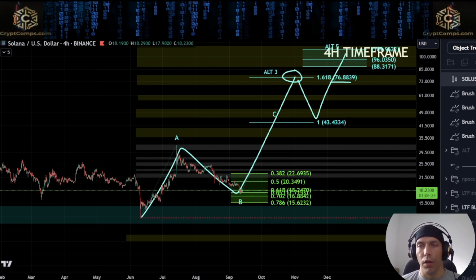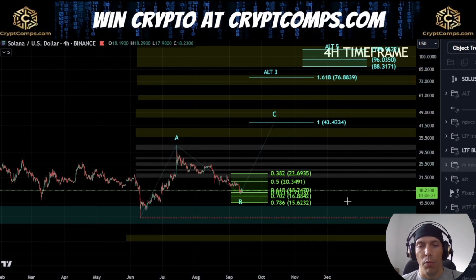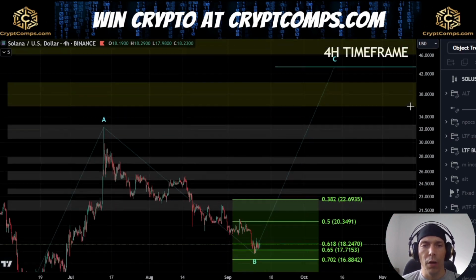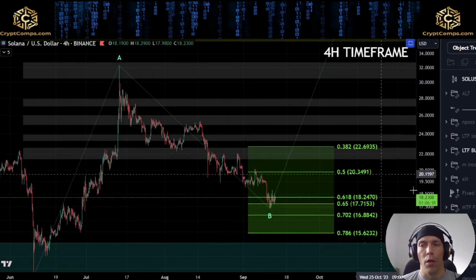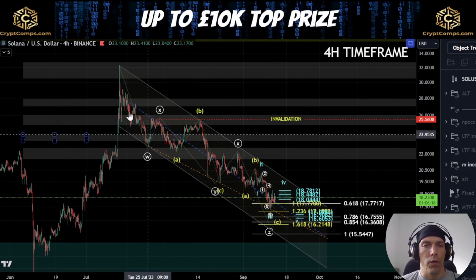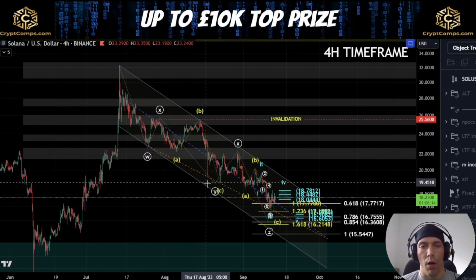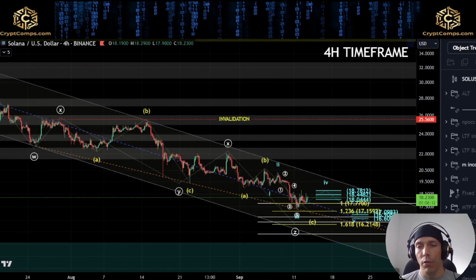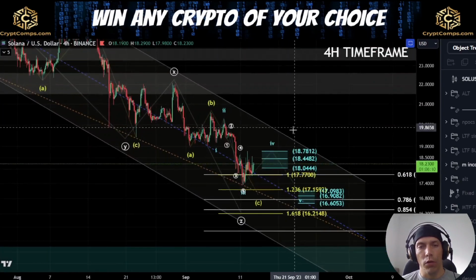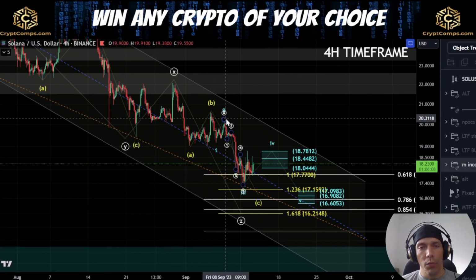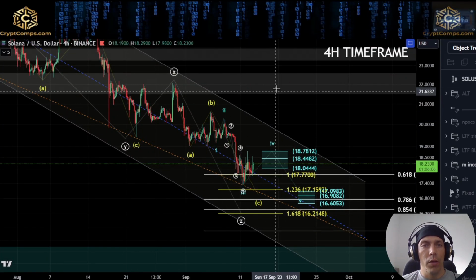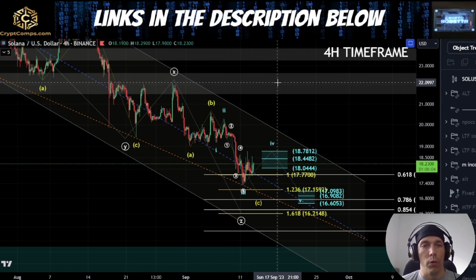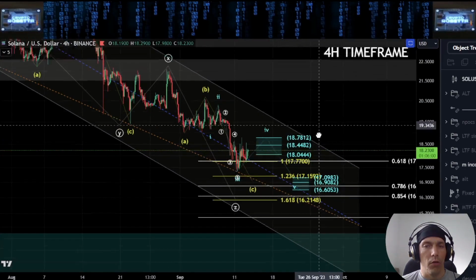Now, within this idea of seeing this B wave playing out here, there's a couple of ways that we can look at this. Within this, we could argue that this is a bigger W, X, Y, X, and a Z, in which case we could potentially be close to completion. It is possible we could complete into this low, but I'd need to see a break back above $22.09 to actually get confirmation of that.